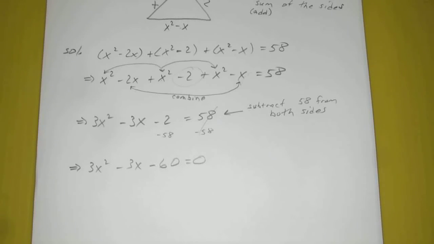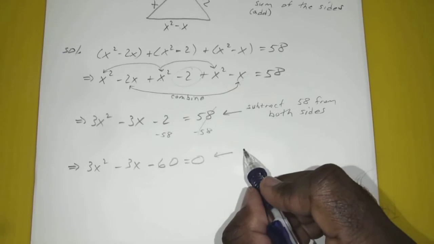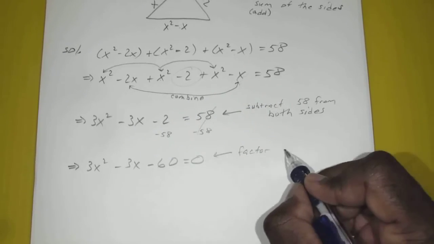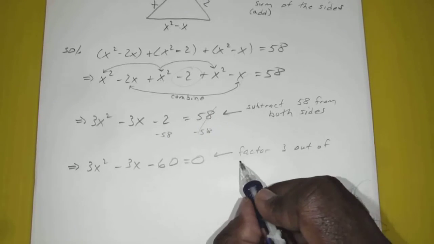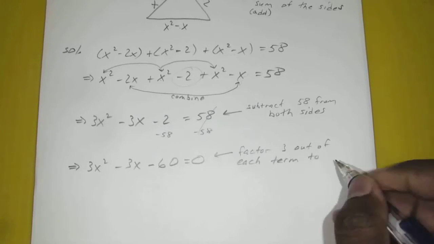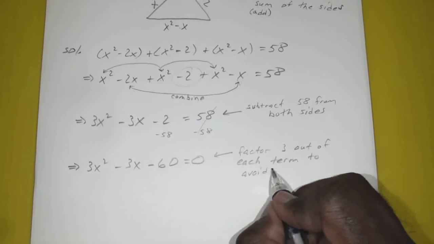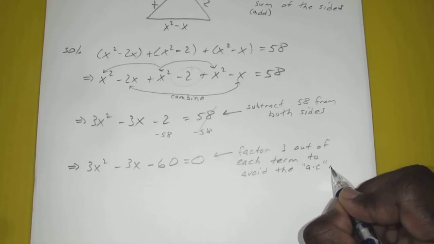Okay. Which means if we wanted to, we can go ahead and just use the A times C method to solve it. But if we look closely, you can see you can factor 3 out of each of those terms. So if we factor 3 out of each term, we can actually avoid the A times C method on this one.